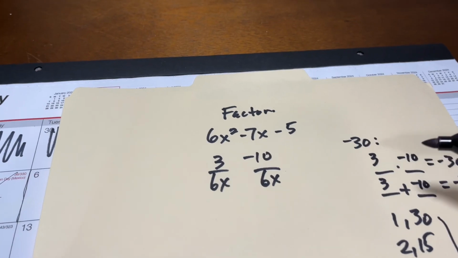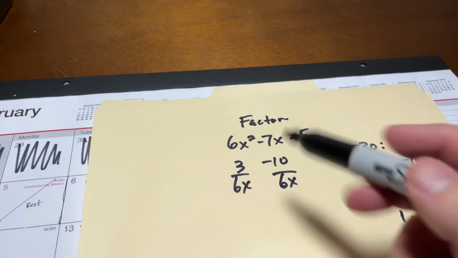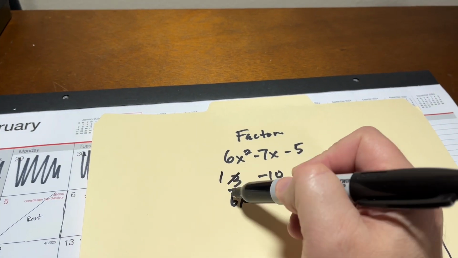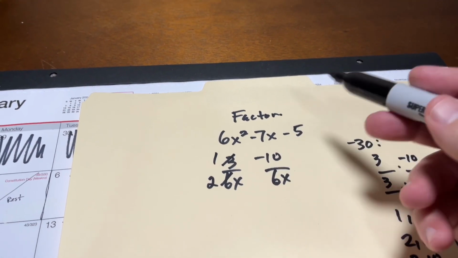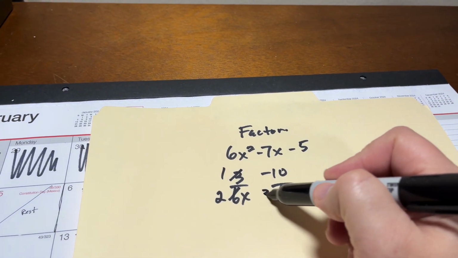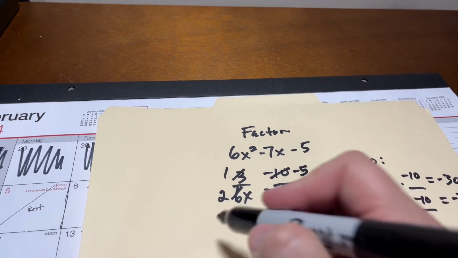And then I reduce each one. So what's a number that goes into both 6 and 3? Well, 3 goes into 3 one time, 3 goes into 6 two times. Over here, I could take a 2 out. 2 goes into 6 3 times. 2 goes into there negative 5 times.